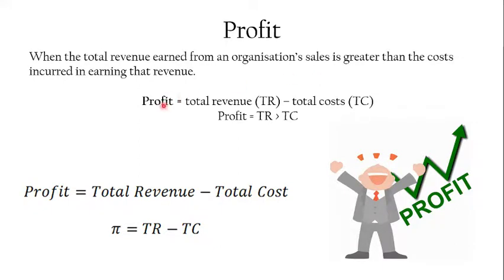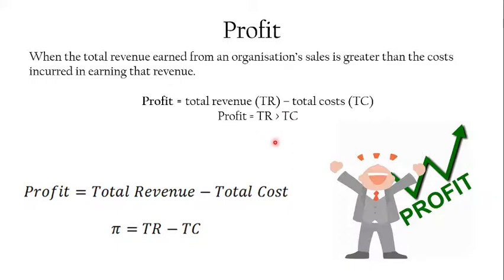So we can say the key formula is profit is equal to total revenue minus total costs. And this is probably the most important formula you need to learn in GCSE business. You can just shorten it to P equals TR minus TC, but you really need to learn it off by heart because it often comes up as a calculation in the exam. And just to be clear, it's called a profit when the total revenue is greater than the total costs.